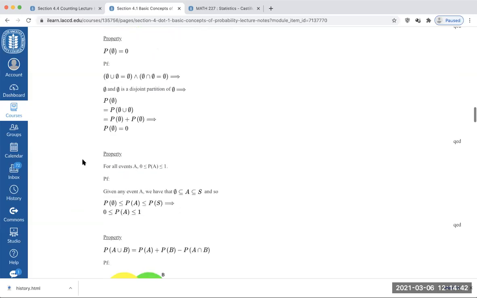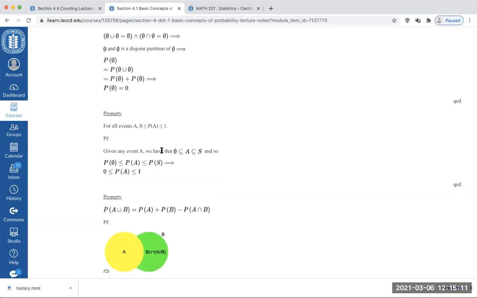Let's show the next property. For all events A, I'm calling it an event. It doesn't really matter. For all sets A, I should call it a set. In the next few seconds, I'm going to say that sets are events. So, for all sets A, we have that the probability of A is always between 0 and 1. So given any set A, we have that A is a subset of S, because A is in F.